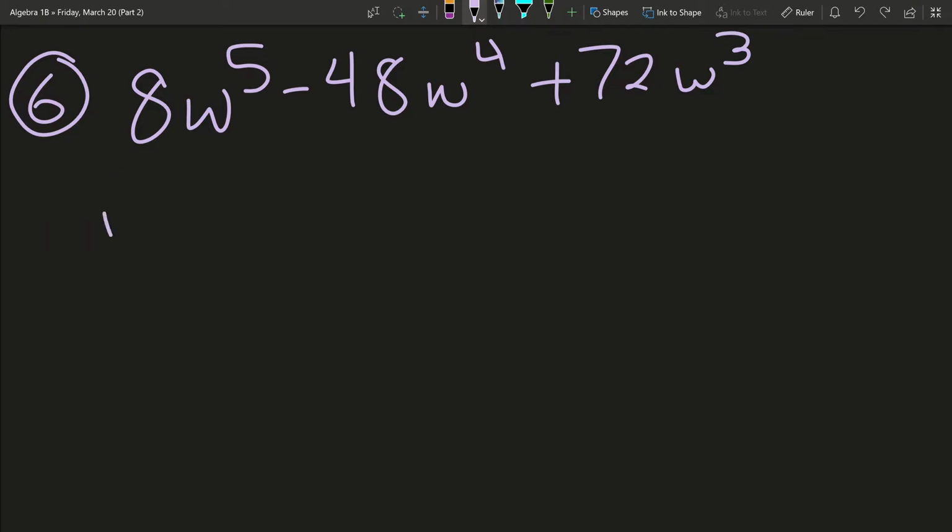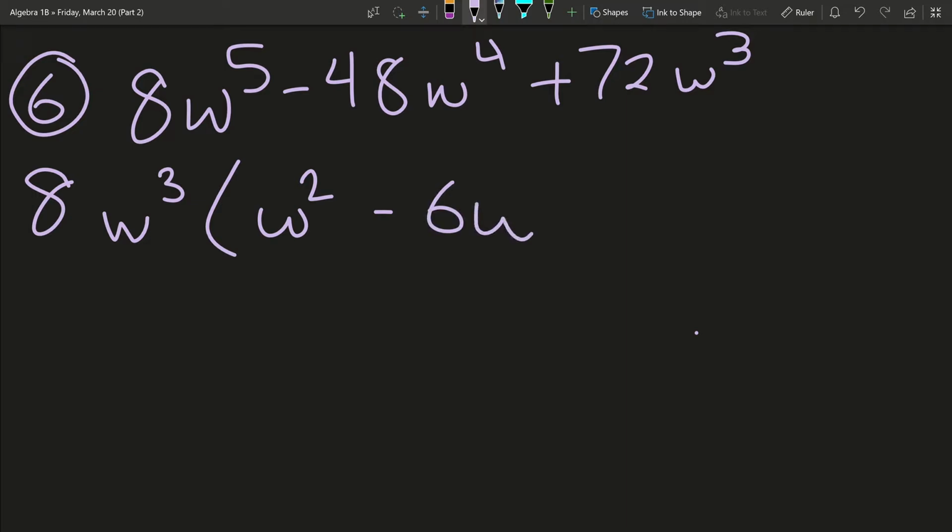Let me rewrite this a little bit to the side. And 8, negative 48, and 72, they are all divisible by 8, so we can remove an 8 out of that. So if we divide 8w to the power of 5 by 8w to the power of 3, we're left with w to the power of 2. And then if we divide the second piece by our GCF, we're left with negative 6w. And 72w to the power of 3 divided by 8w to the power of 3 leaves us with positive 9.